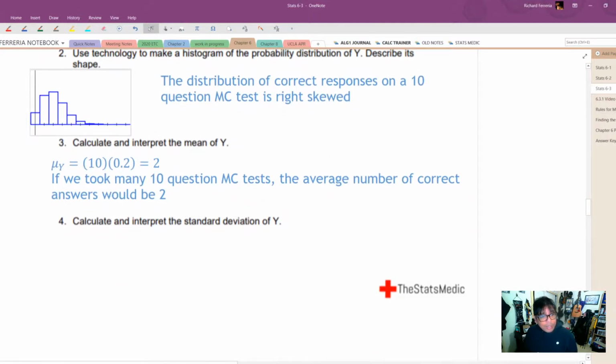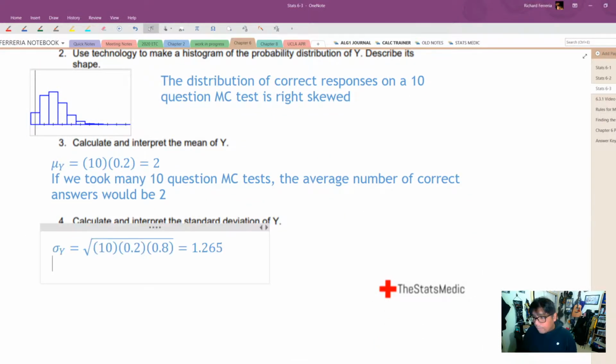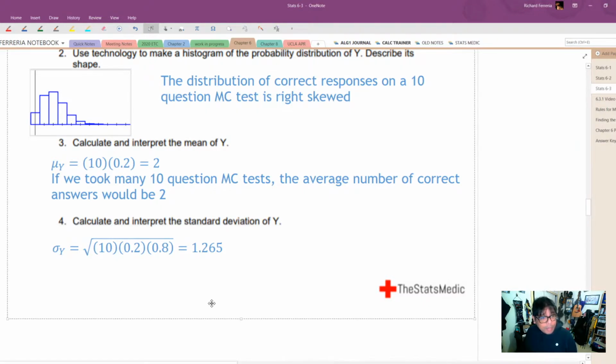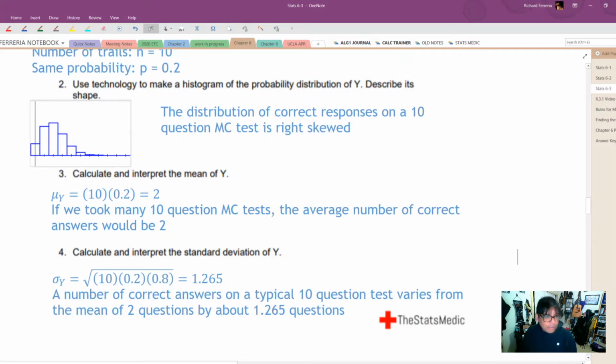The next one here is standard deviation. That formula, again, is the square root of n times p times 1 minus p, or in our case, 10 times 0.2 times 0.8. That gets me a 1.265 standard deviation. So the number of correct answers on a typical 10-question test will vary from the mean of 2 questions by about 1.265 questions.